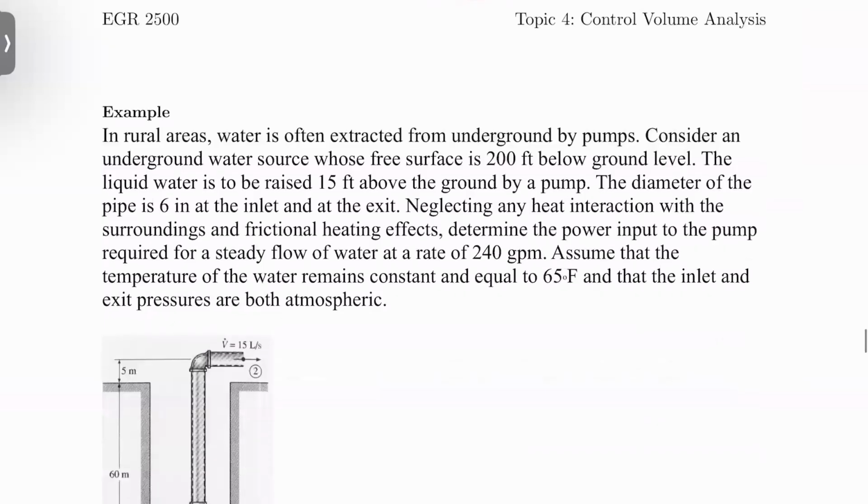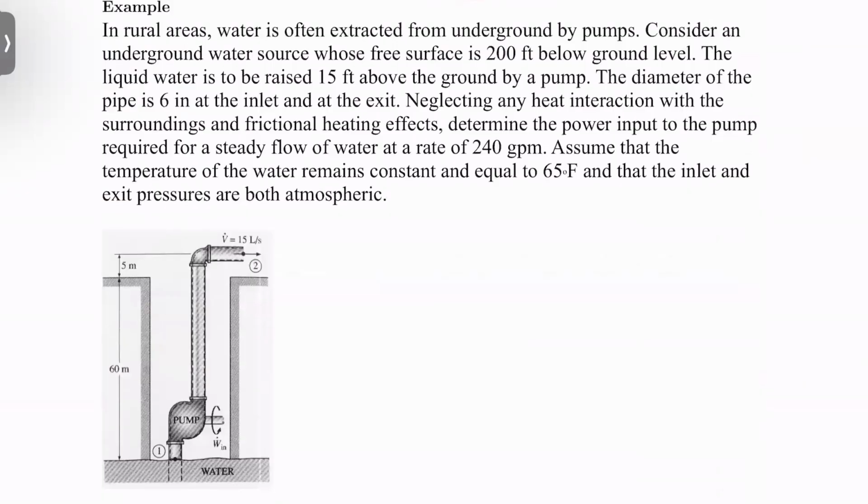Okay, let's do an example, which hopefully we can at least start. Maybe we can finish it, we'll see. I believe in us, okay. All right, so in rural areas, water is often extracted from underground pumps. So this is when you have a well. Consider an underground water source whose free surface is 200 feet below ground level.